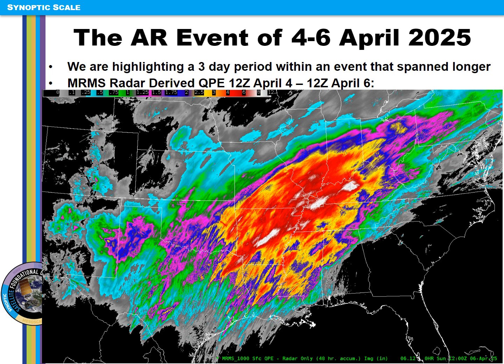The image depicts the MRMS radar-derived quantitative precipitation estimate, or QPE, for the 48-hour period up to 12Z April 6. A large area of greater than 4 inches, depicted in red, occurred in western Kentucky, southern Illinois and Indiana, southeast Missouri, Arkansas, and western Tennessee. Localized higher amounts of greater than 8 inches are depicted in white.